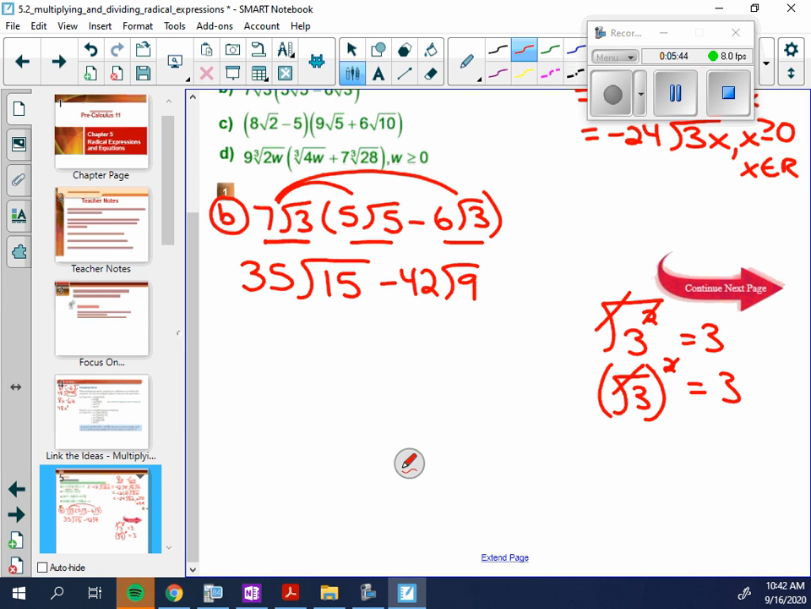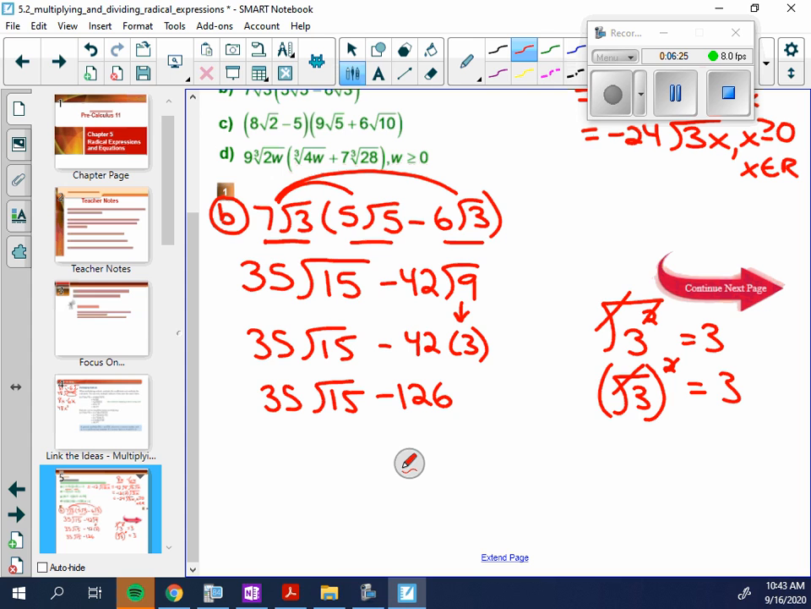Okay, next thing I do is, I can't combine these because I have square root 15s and square root 9s, and those are not like terms. I will try to reduce my radicals to see if they can become like terms. Is there a perfect square that divides into 15? No, so this one stays the same. And I'd probably ask myself the same question over here. Is there a perfect square that divides into 9? Well, actually, 9 is the perfect square. So this is 42 times 3. Okay, and then throw that into your calculator. And what do you get when you do 42 times 3? 126, so negative 126. And this is the answer here.